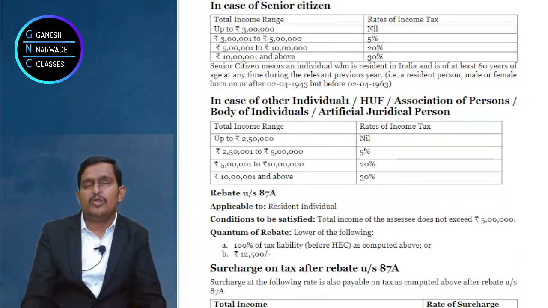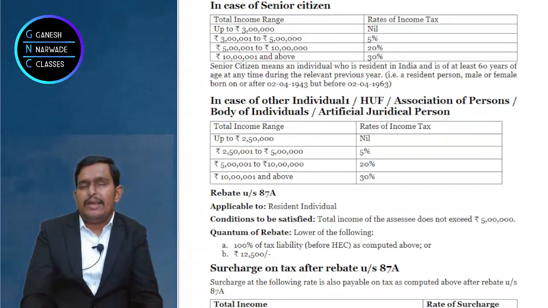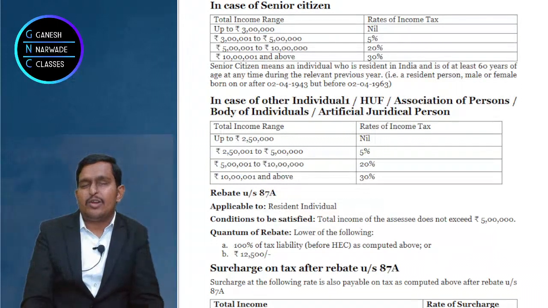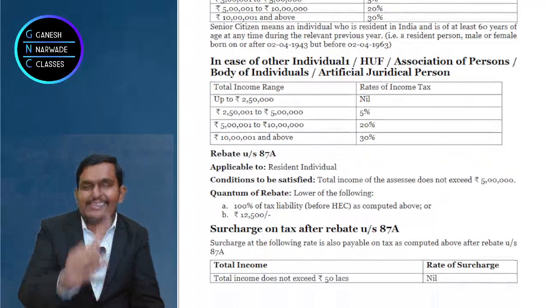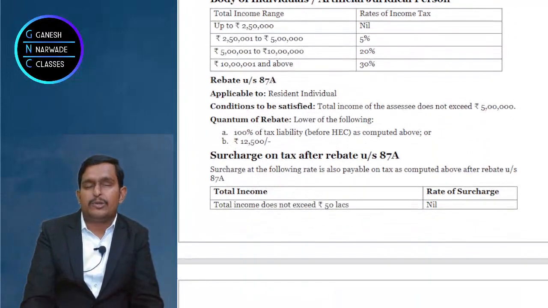But your income should be up to 5 lakhs rupees. Sir, if my income is 5 lakhs 1 rupee, no rebate. Sir, 5 lakhs 10 rupees, no rebate. Sir, 4 lakh 99,999. Is it up to 5 lakhs? Yes, sir. So, yes, you will get rebate. So, rebate will be available if the income is up to 5 lakhs rupees.